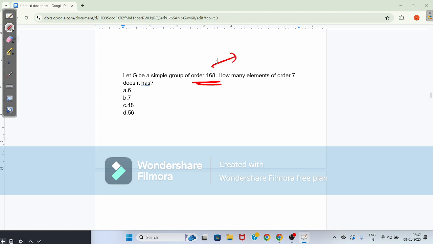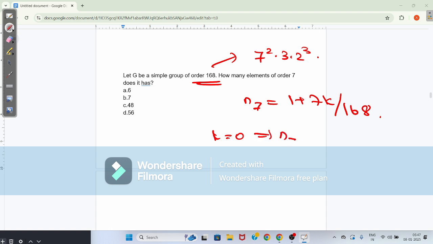So factorize this value. What will we get? 7 square into 3 into 2 cube here. Now, from the Sylow theorem, we can write n7 is equal to 1 plus 7k dividing 168 here. Put k equal to 0, then the value of n7 becomes 1 here. Put k equal to 1, then the n7 value becomes 8 here. So this is a simple group, so this value is not considered here, so we have to consider only this value. What will you get?